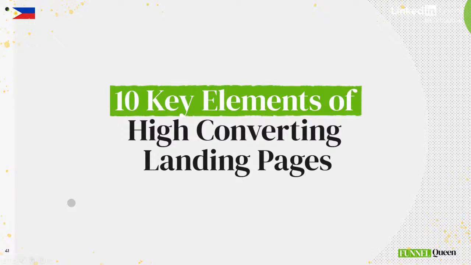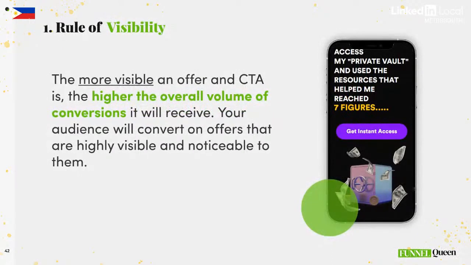All right, so let's talk about the first one. The first one is the rule of visibility. The rule of visibility states that the more visible an offer and CTA is, the higher the overall volume of conversions it will receive. CTA stands for call to action. Normally those are the buttons.